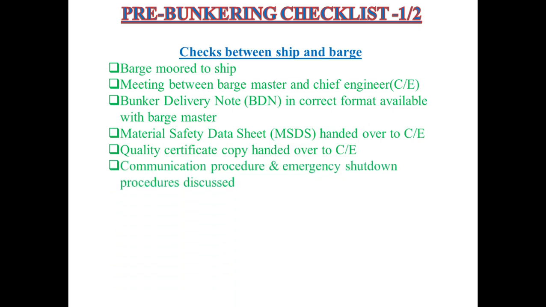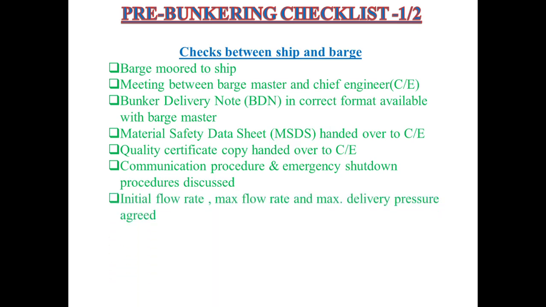Then we have communication procedure and emergency shutdown procedure discussed. What has to be the mode of the communication and what channel we are supposed to use. The VHF is there, very high frequency, that is walkie talkie, and then we set the channel, we cross check it. So for the emergency shutdown procedure, the signal has to be established and all those things.